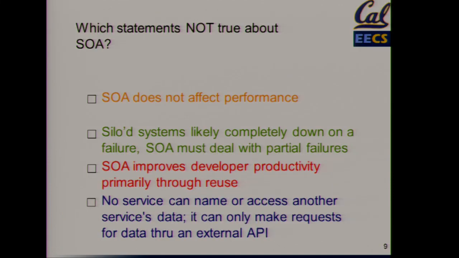All right. So we're trying to find out which is false, which is not true. I'll read the options. The first option: service-oriented architecture does not affect performance. The siloed systems are likely completely down on a failure. Service-oriented architecture must deal with partial failures, where some components are working and some aren't. It's harder. Ideally the whole thing fails, but if it's partially failing, it's harder. SOA improves developer productivity, primarily through reuse. And no service can name or access another service's data; it can only make requests for data through an external API. That is for SOA. So what's false there?